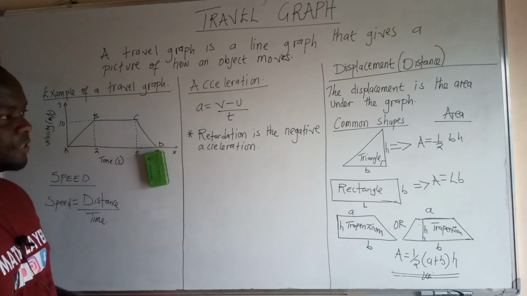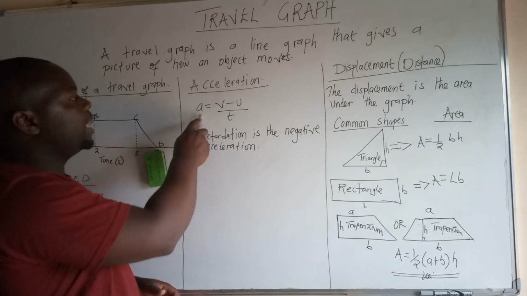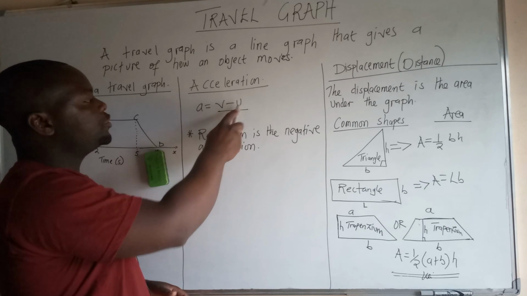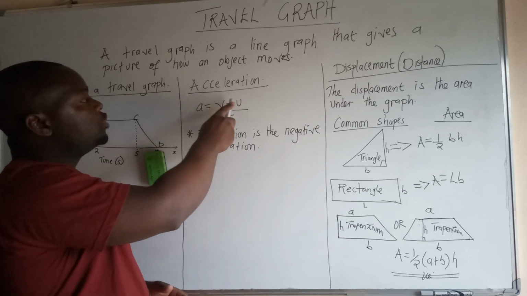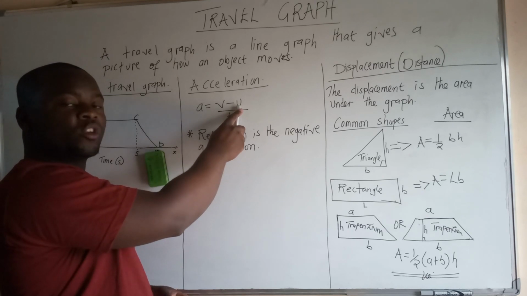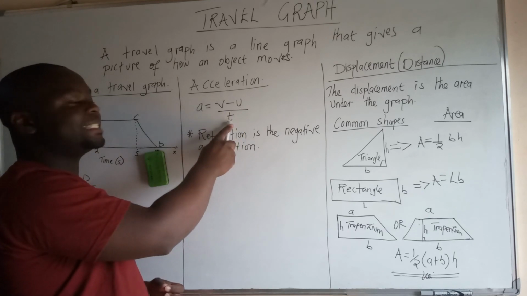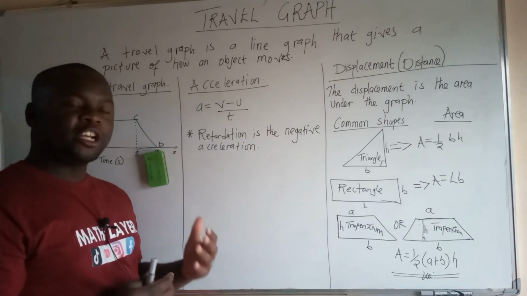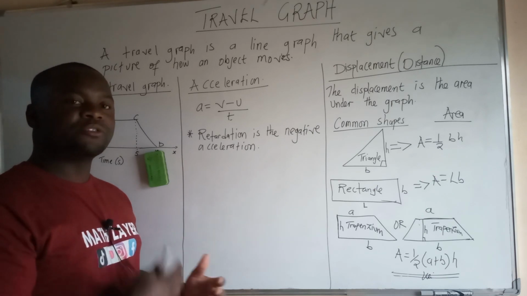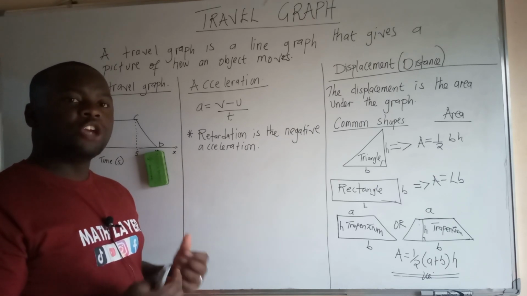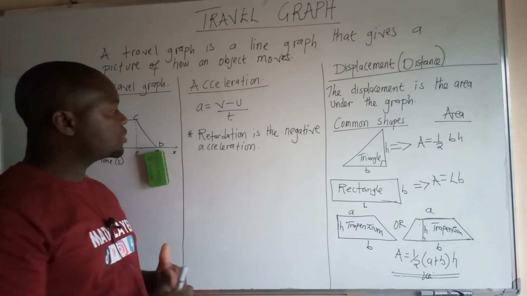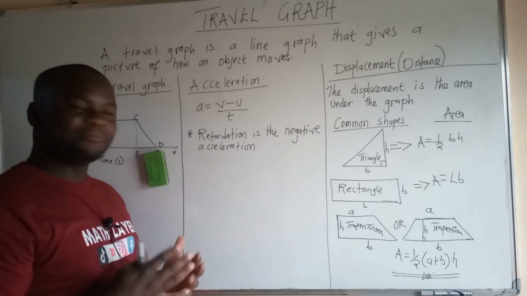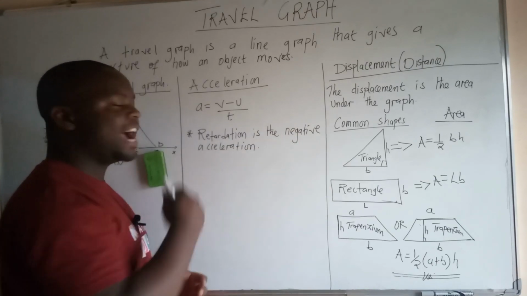Let's go to the acceleration. Acceleration, with the symbol a, is given by v minus u over t. Here v stands for the final velocity, u is the initial velocity or the starting velocity, and t is the time taken. As you calculate acceleration under trivial graph, you may find that you have a negative acceleration. That negative acceleration is called retardation. Therefore, retardation is the negative acceleration.